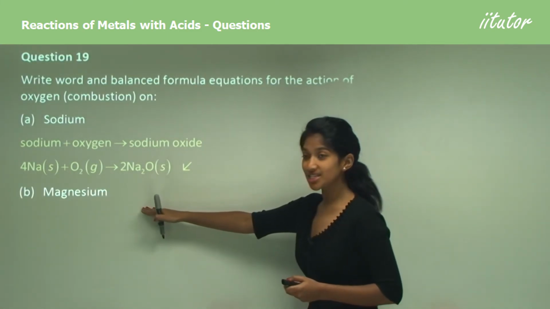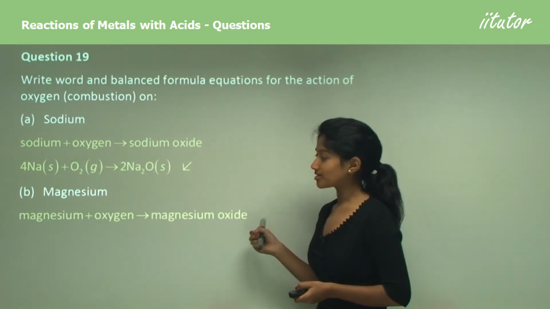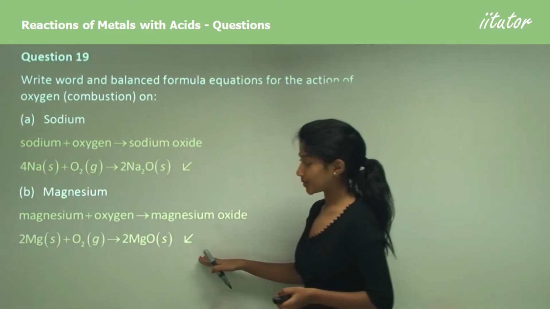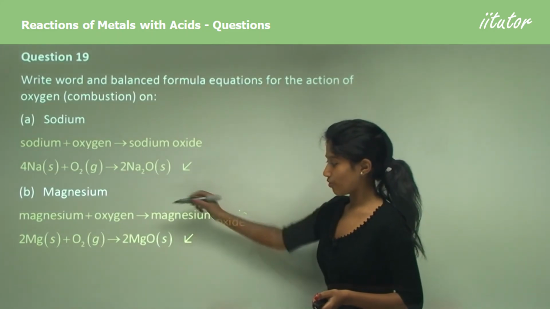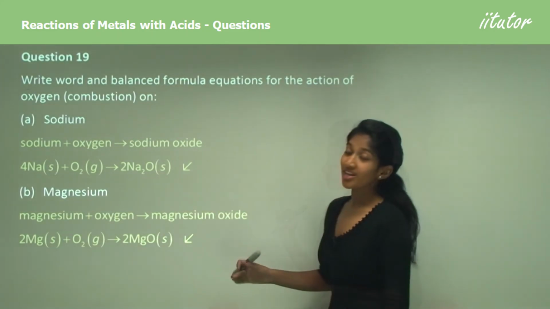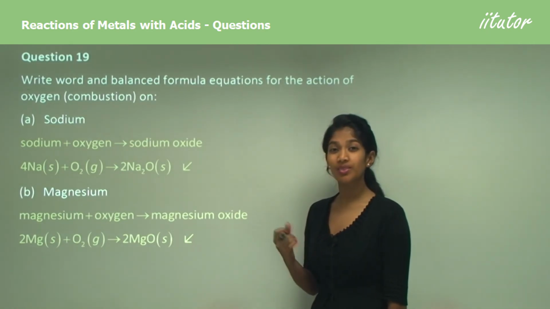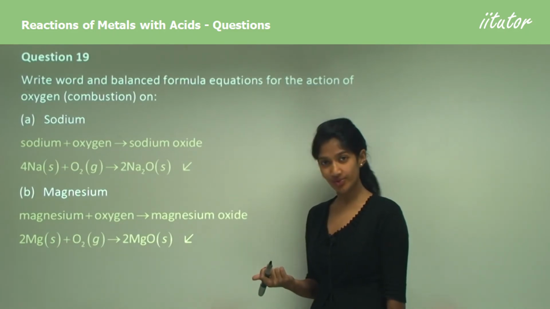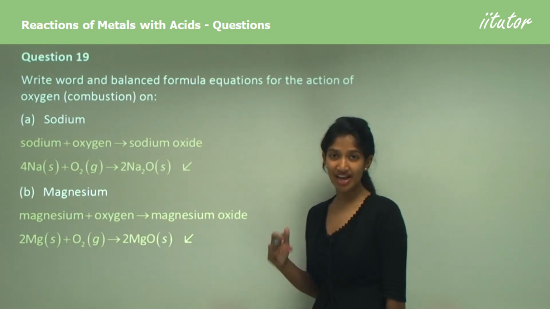And we have magnesium reacting with oxygen to form magnesium oxide. Now magnesium oxide is a white powder. So if you write a chemical equation, it would look like this. We have magnesium reacting with oxygen to form MgO. Now let's just review what we just learned. We learned about reactions of metals with acids. Also, we learned about which metals don't react with acids, and also the reactivity of them.